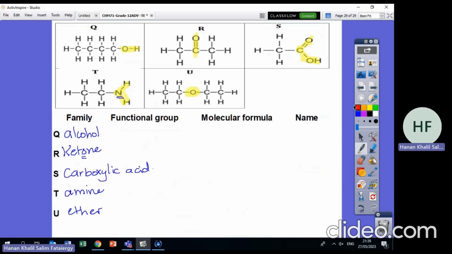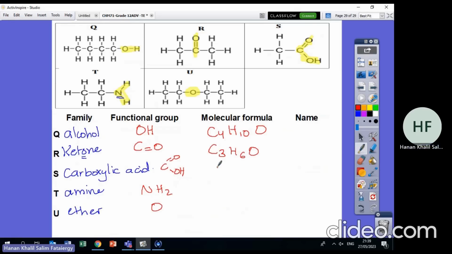Now let's do the functional group. Functional group اللي أنا عملت لكم عليهم highlight. يعني هون عندنا OH, هون عندنا C double bond O, هون C double bond O and OH, هون NH2 وهون O. Formula is the easiest. Count. We have C4, H, 4 plus 4 plus 2, this is 10, and this is O. This one is C3, H, 6, O. This one is C2, H4, O2.